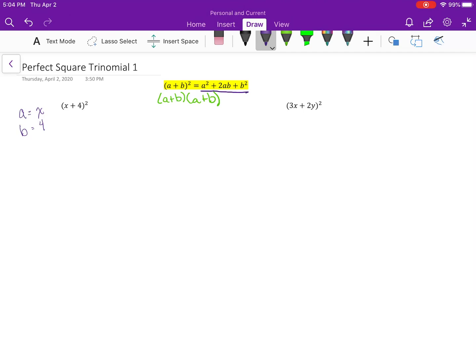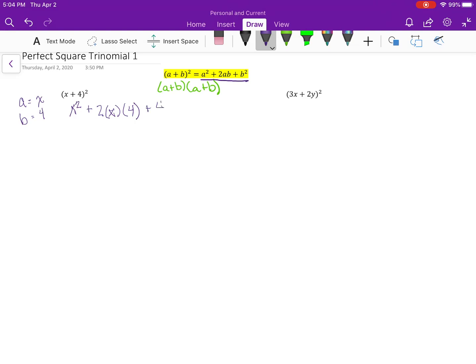x squared is just x squared. Then I'm going to have 2 times a, which is x, times b, which was 4. And finally, I'm going to take b and square it. So now I can do some multiplying and clean this up a little. And I see x squared plus 2 times 4 gives me 8x. Plus 4 squared, remember not 4 times 2, but 4 times 4, gives me 16.